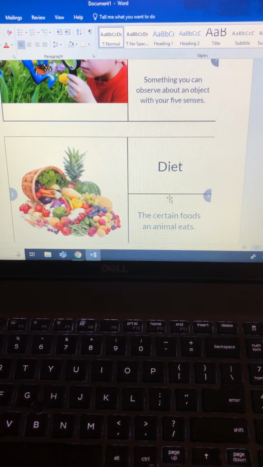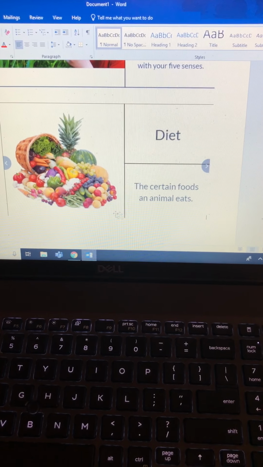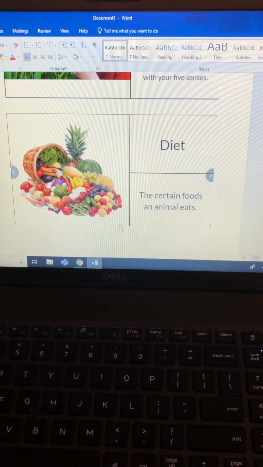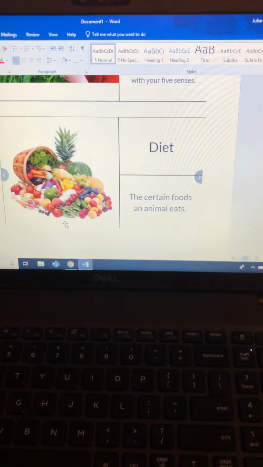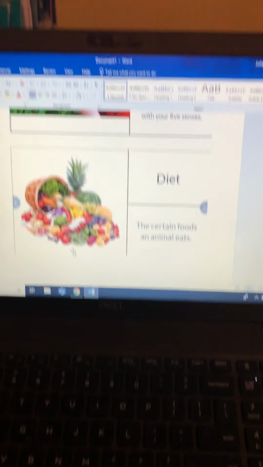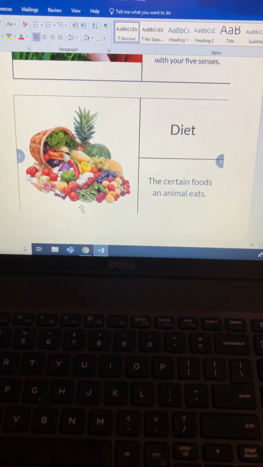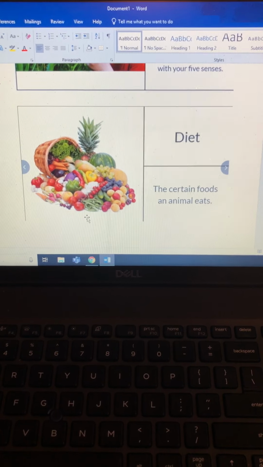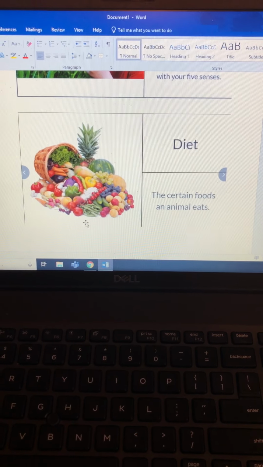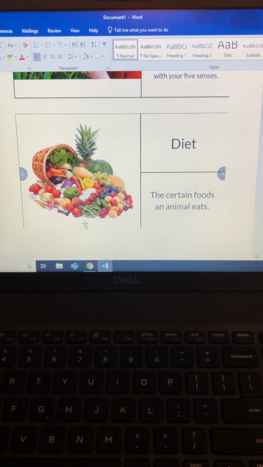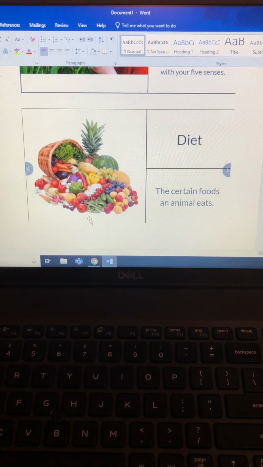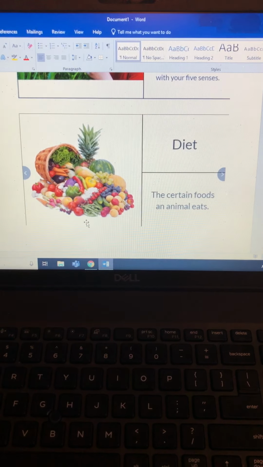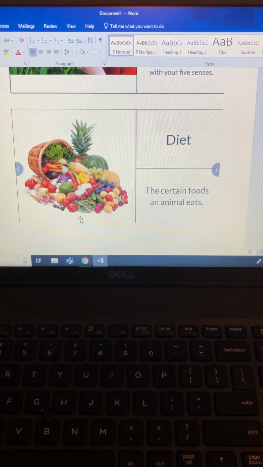Okay, and then the next word is diet. What do you think that means? Look at our picture. Yes, it means food. Certain foods animals eat. Not all animals eat the same things, right? We all have different needs. And different foods might hurt some animals, but may not harm others. Do you know any special diets for certain animals?